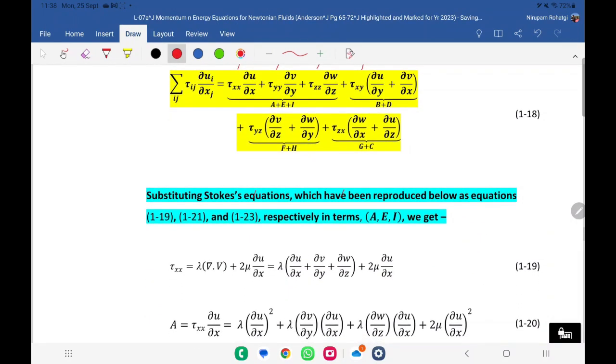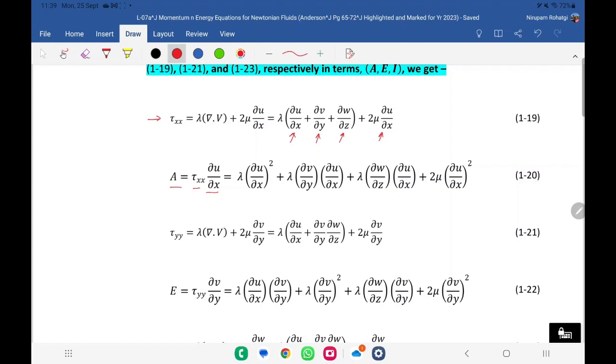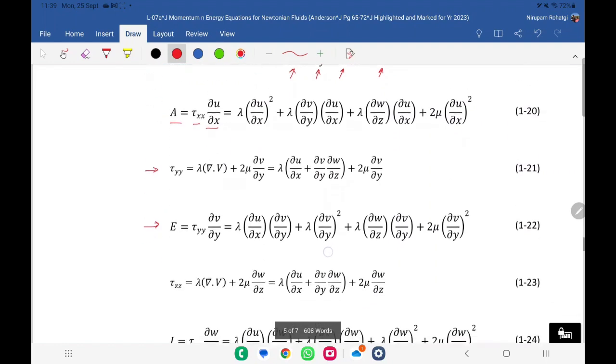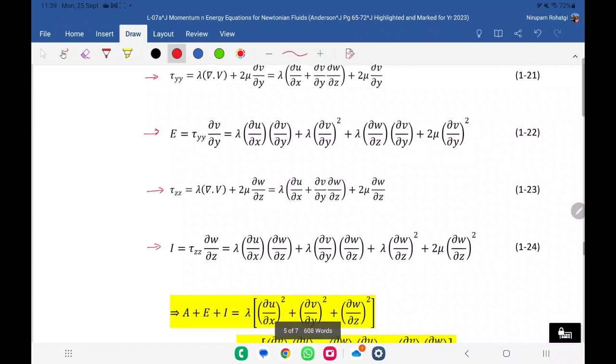Now tau xx we know. So we will multiply it by del u by del x. So term A is tau xx multiplied by del u by del x, and you will multiply this by del u by del x, this as well as this. So this becomes lambda del u square by del x, and all these terms will be there. Same thing we will do for the second term, E, that is tau yy, and you do this. Then you do it for I, zz, and you get this term. And now you add them all up.